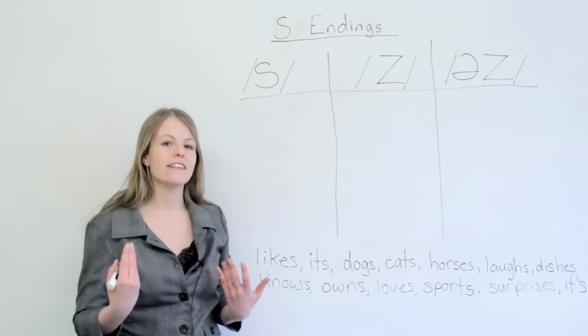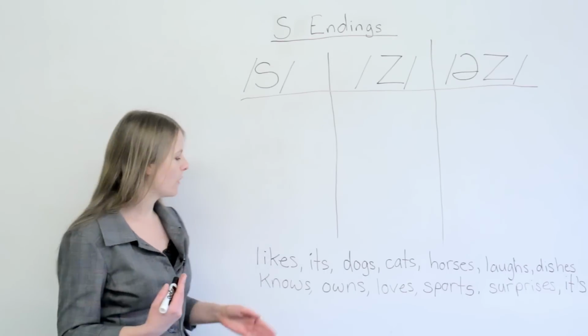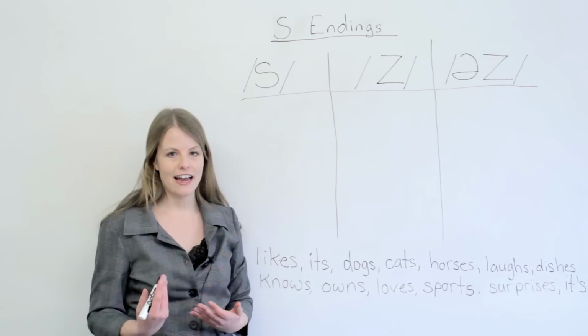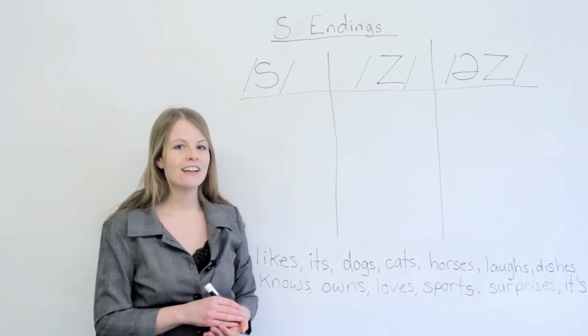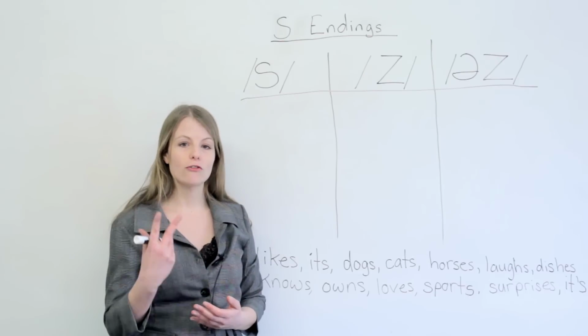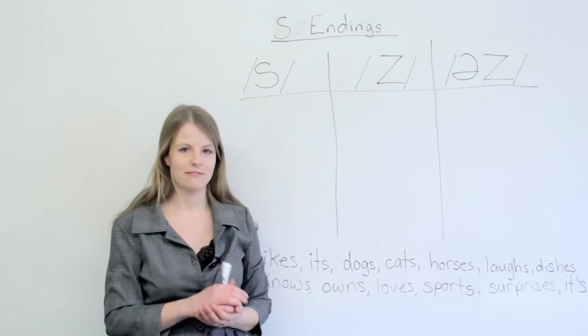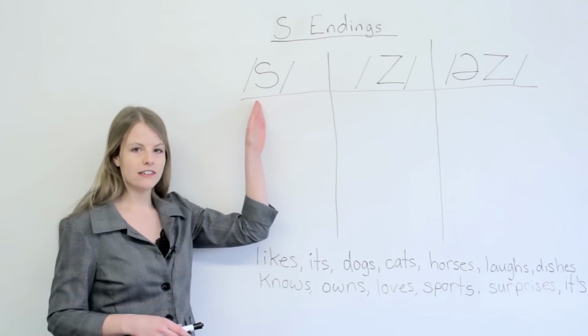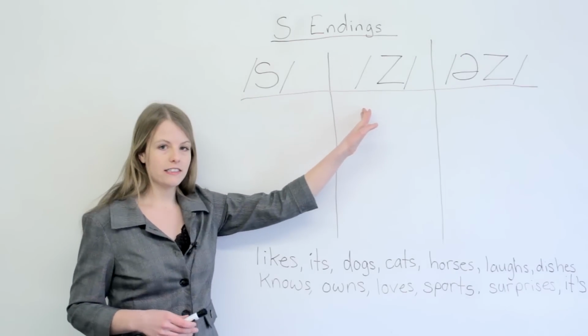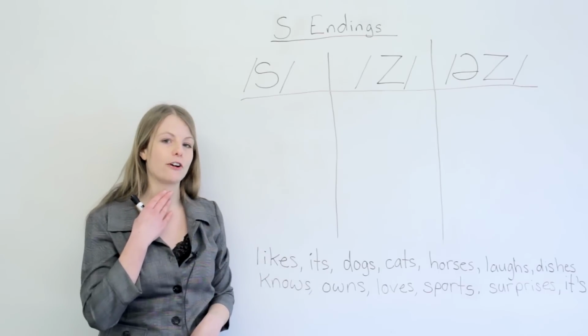Now they all follow the same pronunciation rule. So whether it's a verb, whether it's a noun, whatever we're talking about, we use the same pronunciation rules. So I said before, there are 3 different ways to pronounce S endings. We have S, Z, where there's a bit of a vibration in your throat.